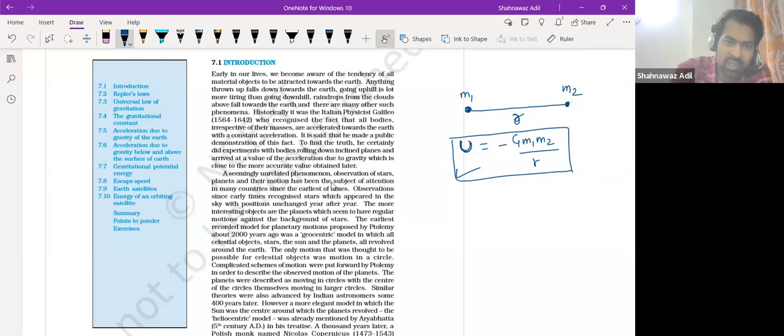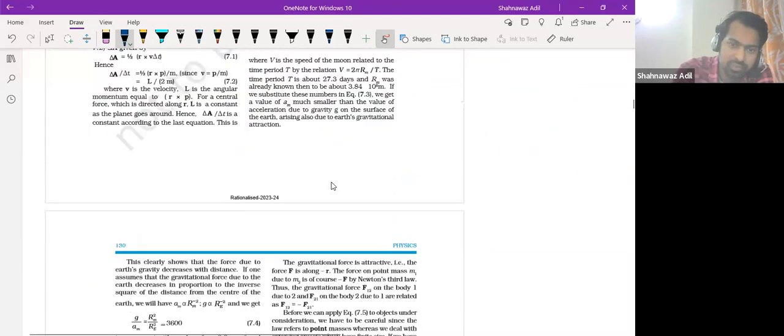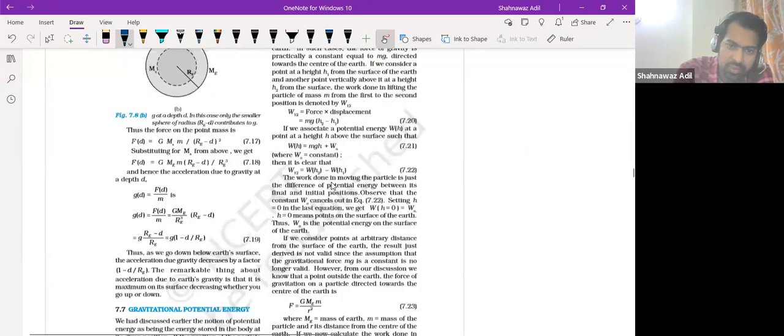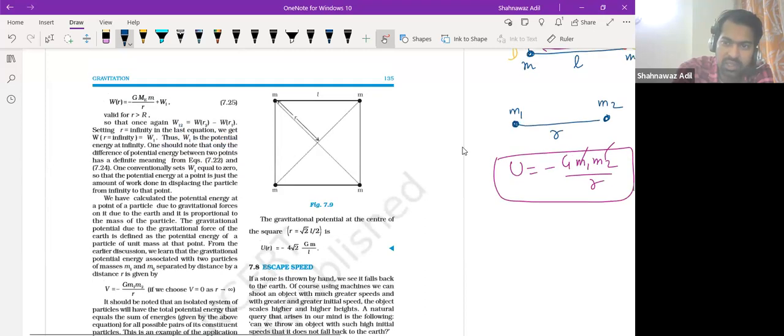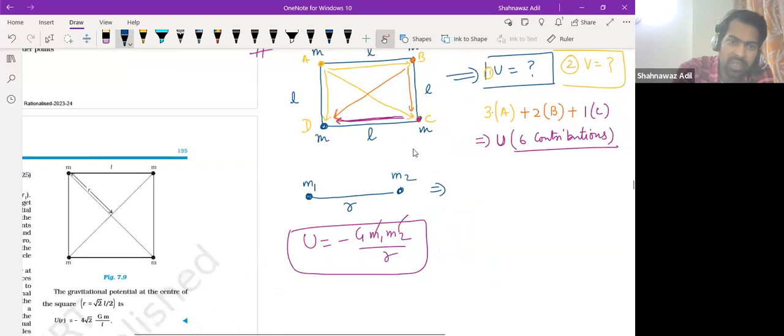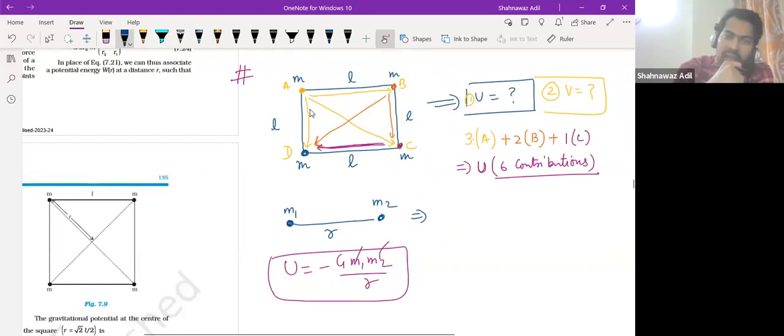So then we were doing this problem, and we needed to find out how many gravitational interactions are there, right? We found out that there are 6 interactions. So let us calculate what would be the total potential energy of this system.